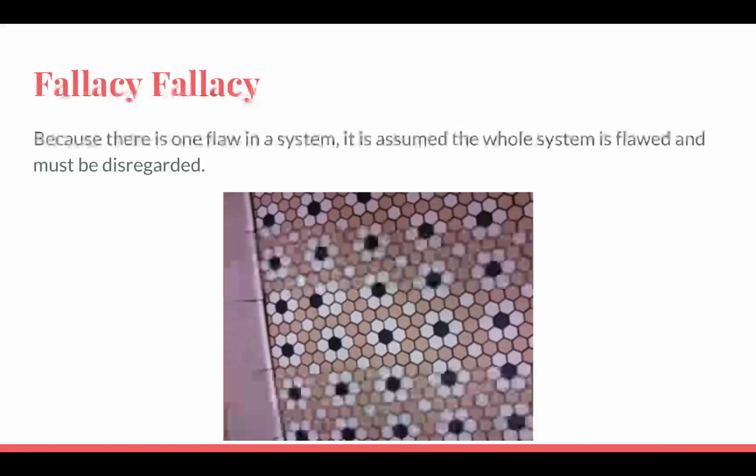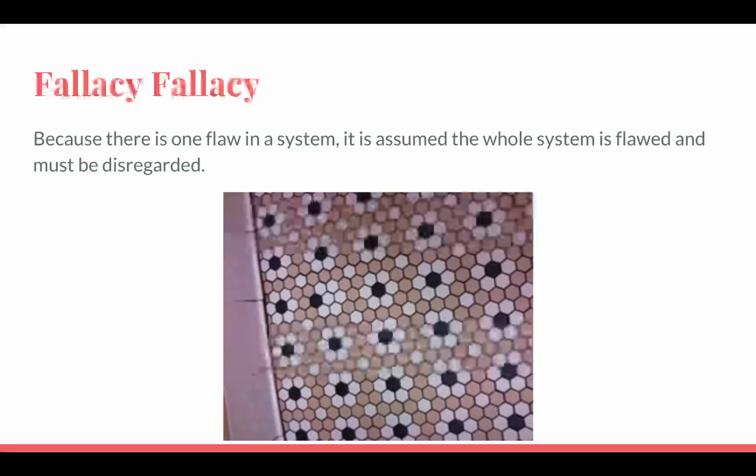The fallacy: because there's one flaw in the system, we assume the whole system is flawed and must be disregarded. In this picture, we see one tile is out of place. So we're going to rip up the entire floor, maybe burn down the entire house, because there's something wrong with it. That's obviously a very destructive methodology.